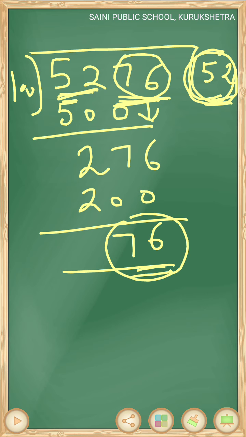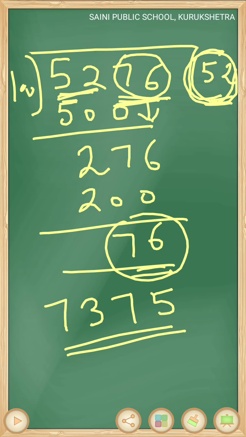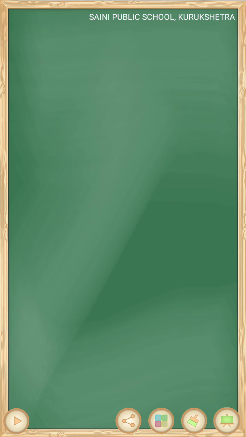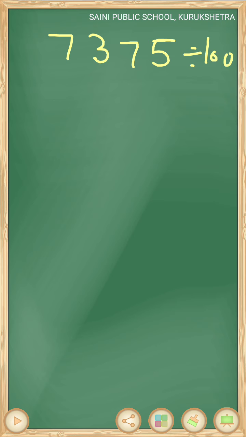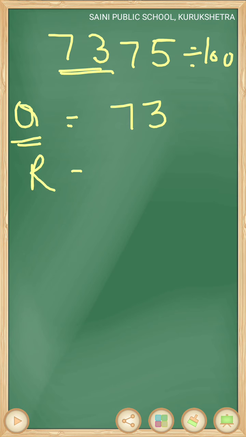For example, I am writing here the number 7375, and we want to divide it by 100. Then what will be the answer? Let us take 7375 divided by 100. We can write directly what the quotient is. The quotient will be the first two digits, that is 73, and the remainder will be 75, the last two digits.